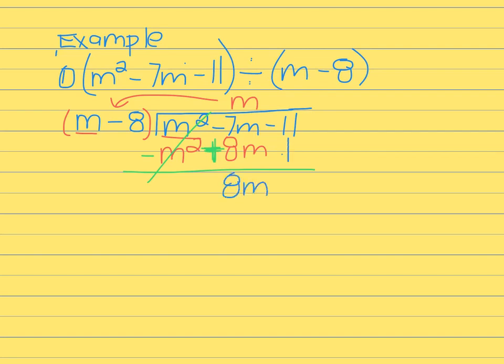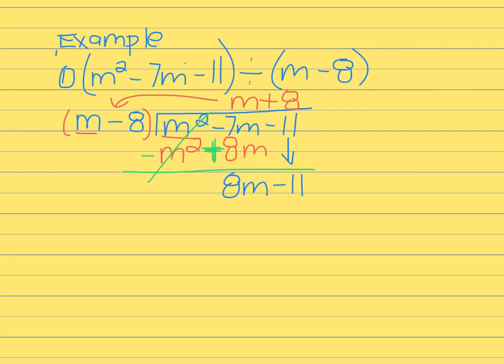And then I need to bring down this minus 11 here. Now I'm going to repeat my steps. So what times m will give me 8m? Well, 8. 8 times m is 8m. So now I'll take this 8 and I'm going to distribute it.